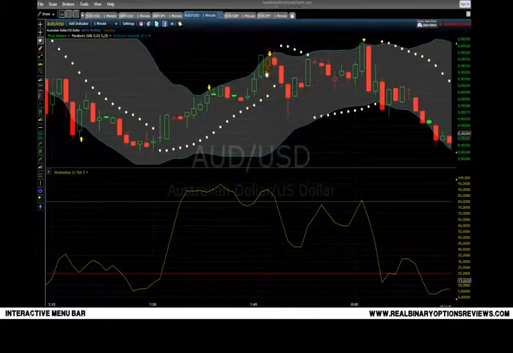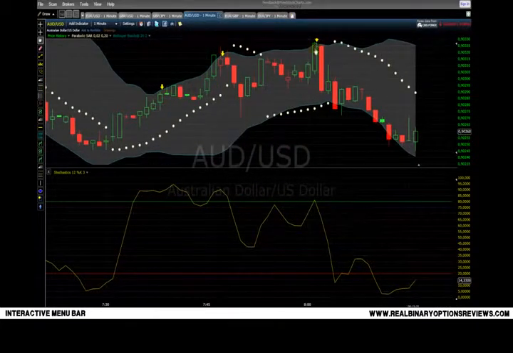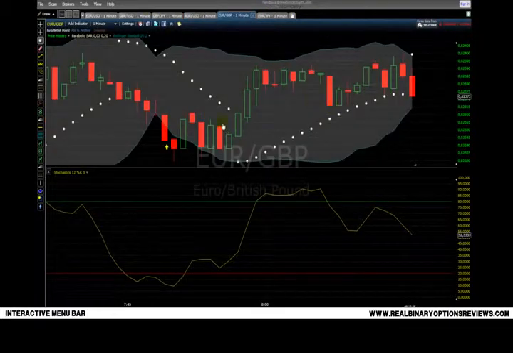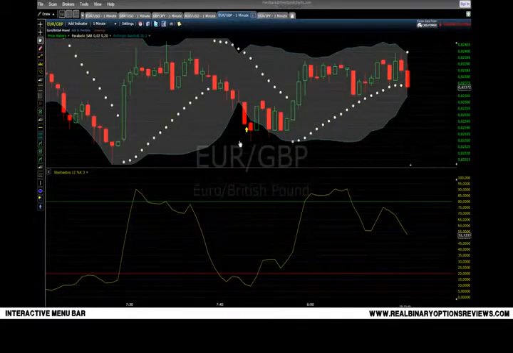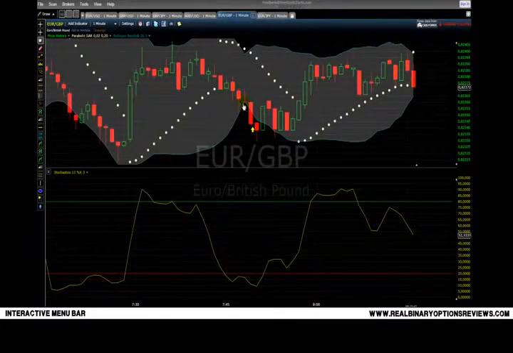And here it was a winning trade. I entered here. Once this candle crossed, I entered a trade down, and another winning trade was here. After this green candle crossed the upper Bollinger Band, I traded down.